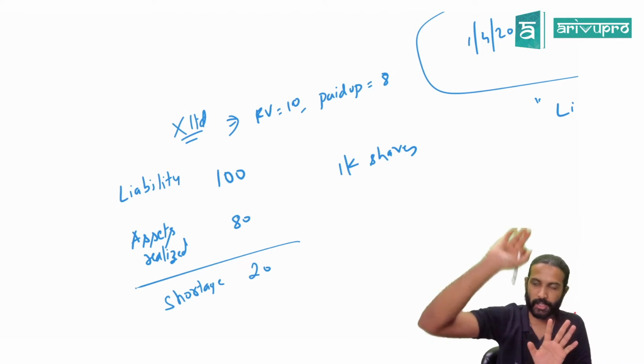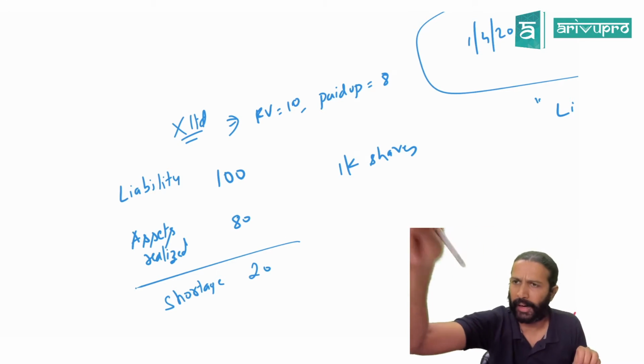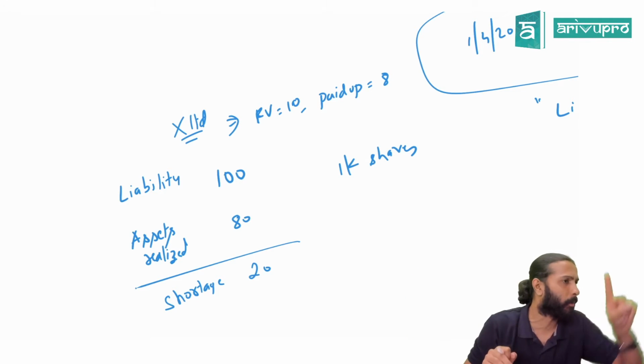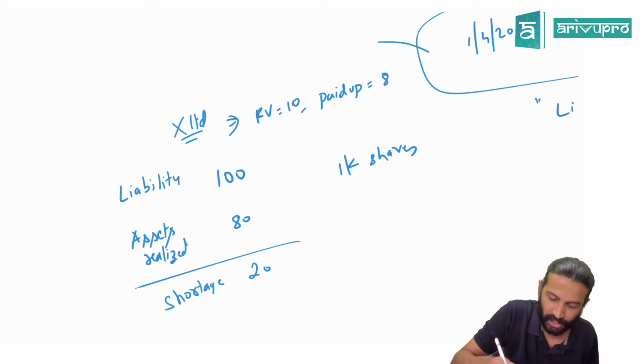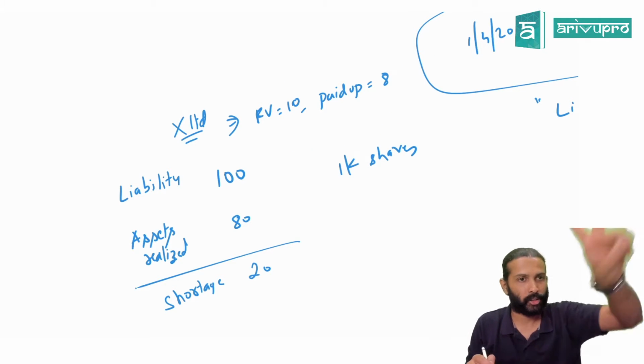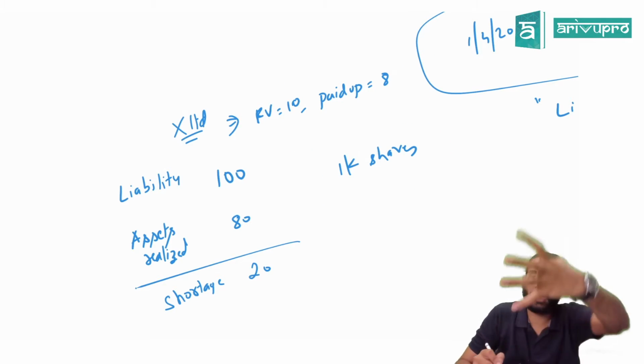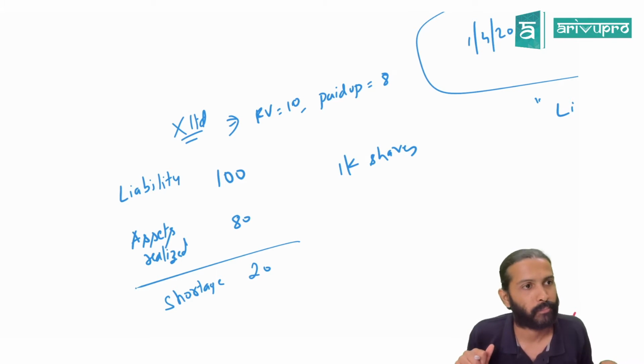This is not calls in arrears. The company has asked the shareholders to pay 8 rupees till now, and all the shareholders have paid how much? 8 rupees. That means how much is yet to be paid? On these shares, how much are they yet to pay? 2 rupees. So the company can approach them and ask, give me money, because I have a shortage.